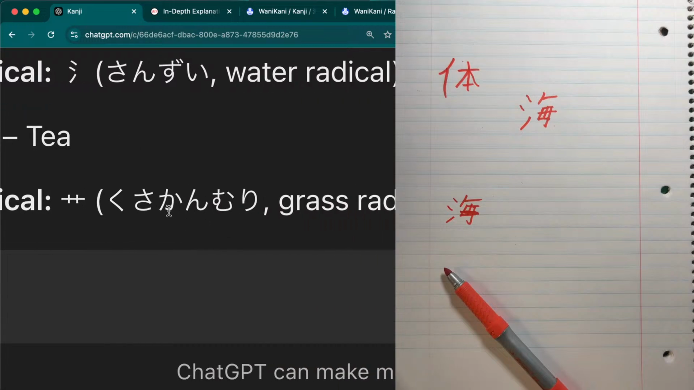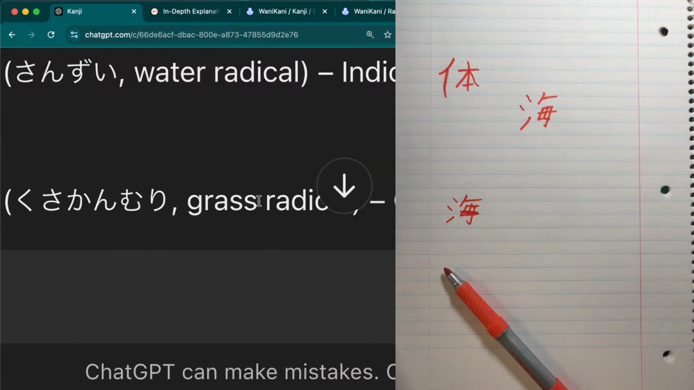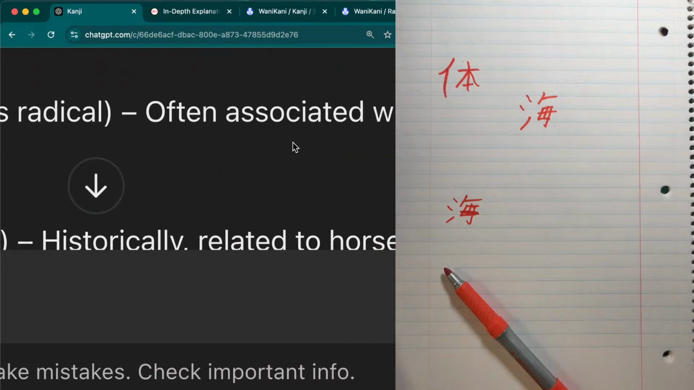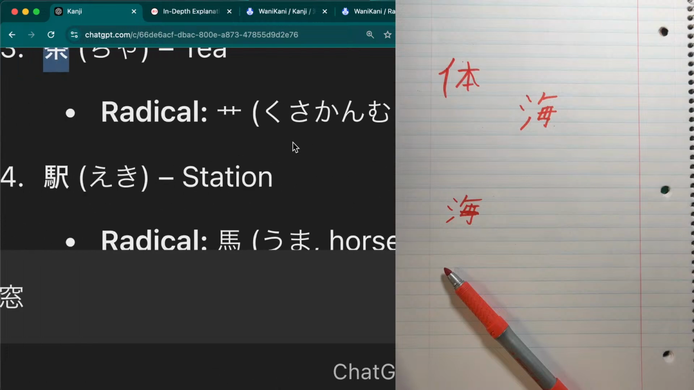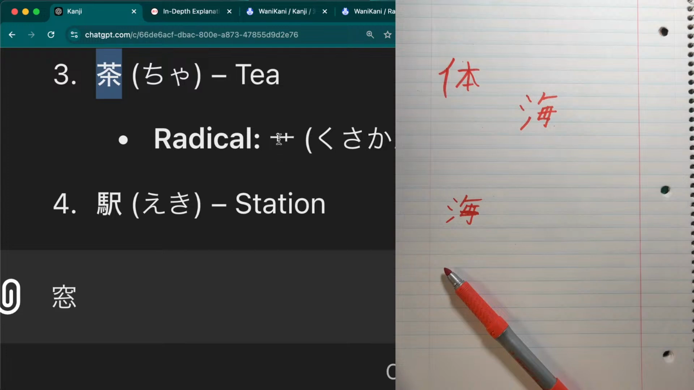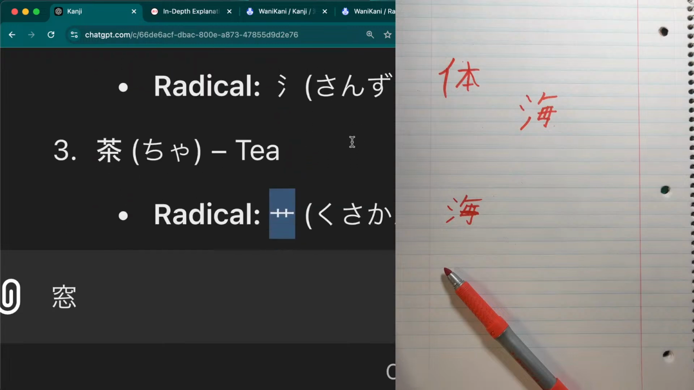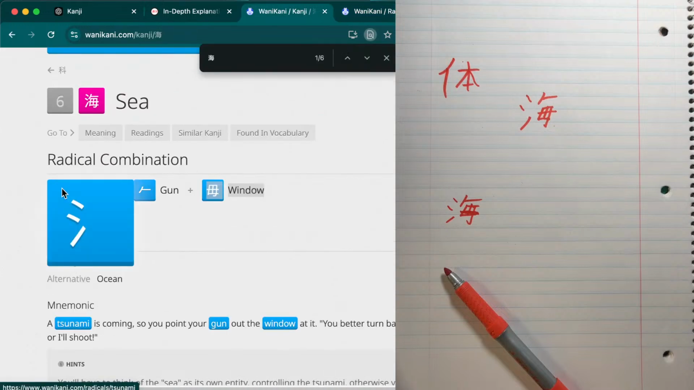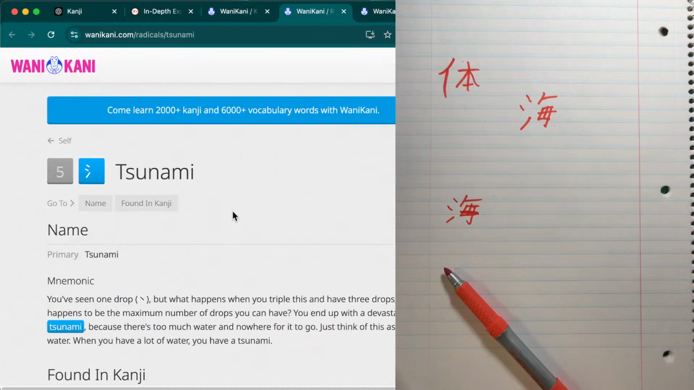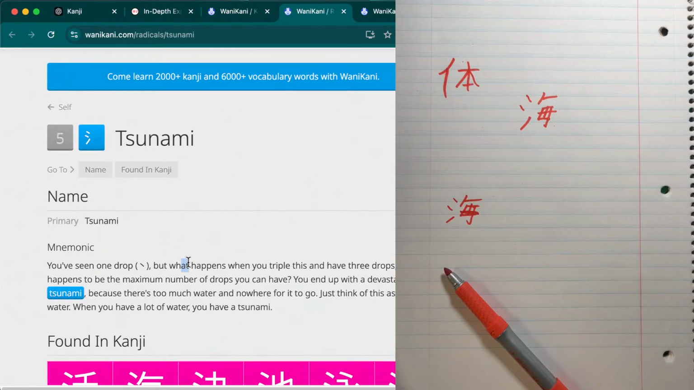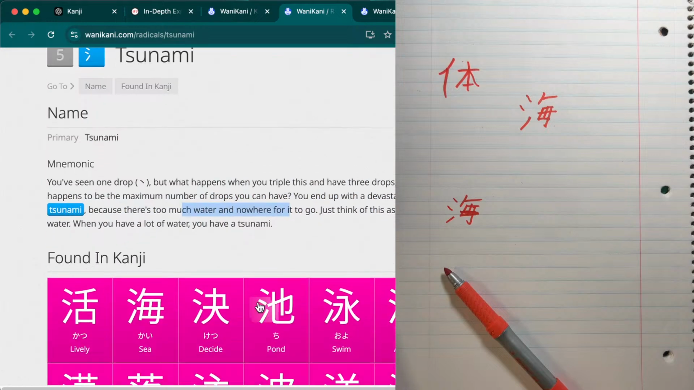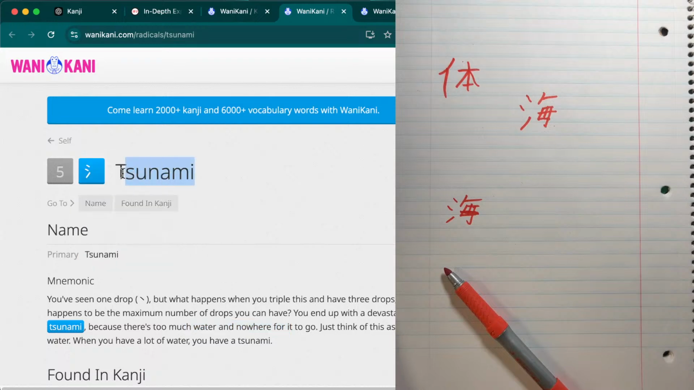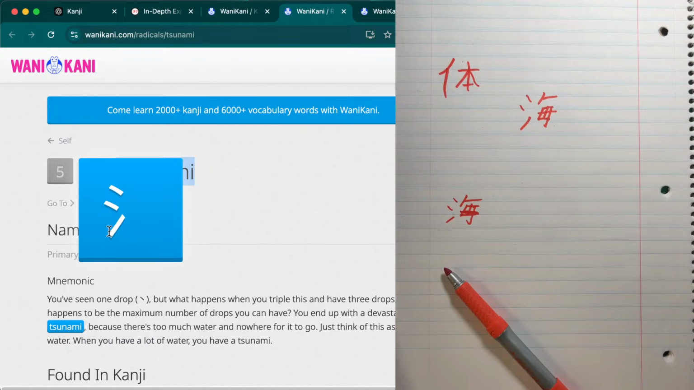One of the radicals is kusakanmuri, the grass radical, often associated with plants or nature. Okay. That's why I actually like the fact that ChatGPT tells you what the relationships are. Let me see if WaniKani does that. At least for this one, tsunami is related to water, so it makes sense. Three drops is the maximum number of drops, you end up having a devastating tsunami, too much water. So they do make the name of the radical related to the meaning of the radical, which is cool.